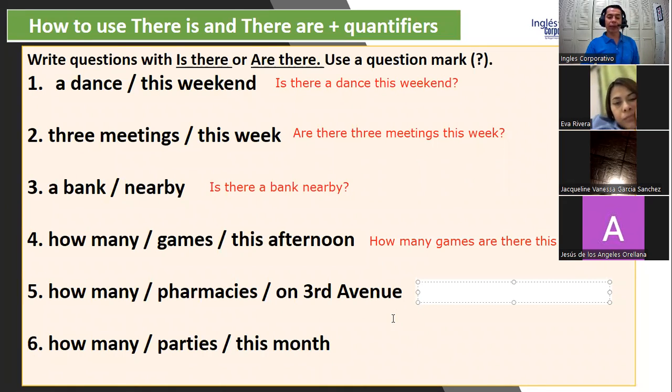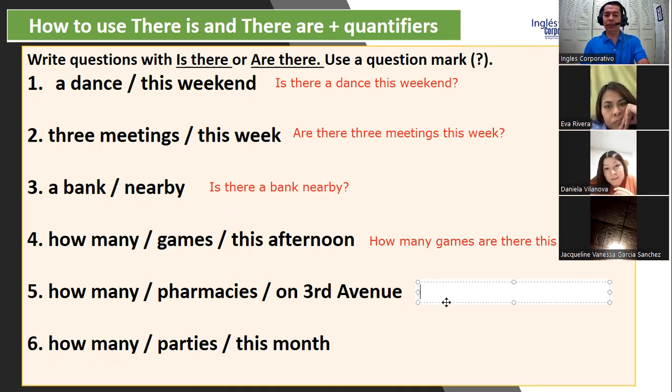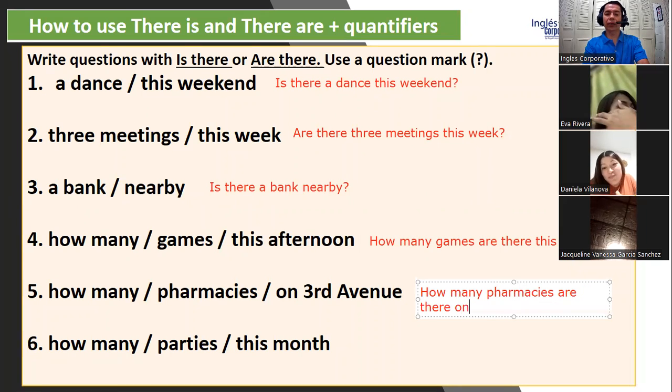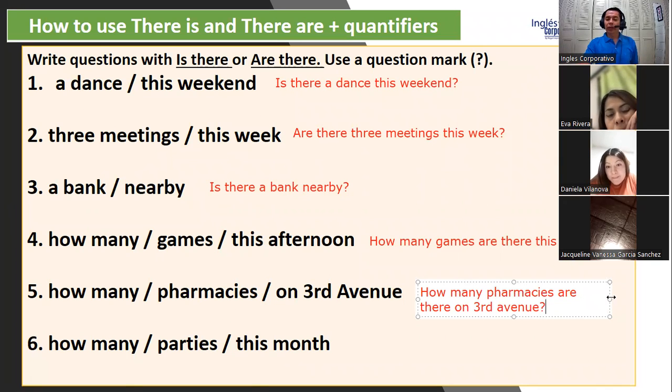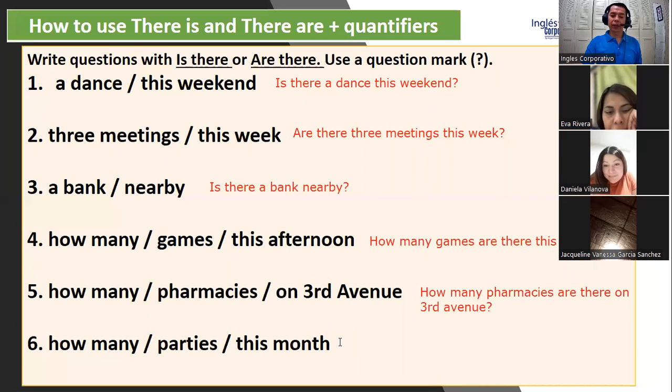Daniela, please. La misma dinámica de how many, ¿verdad, Daniela? How many are there? How many what? Tienen que ponerme aquí un nombre. How many pharmacies are there? No sé cómo se pronuncia. Fair. Third Avenue, right? On Third Avenue? Okay. Bueno, quiero ver si nos queda tiempo, vamos a practicar esta pronunciación, Daniela. Third. Con los números ordinales en inglés, ¿verdad? Okay, thank you. And number six.